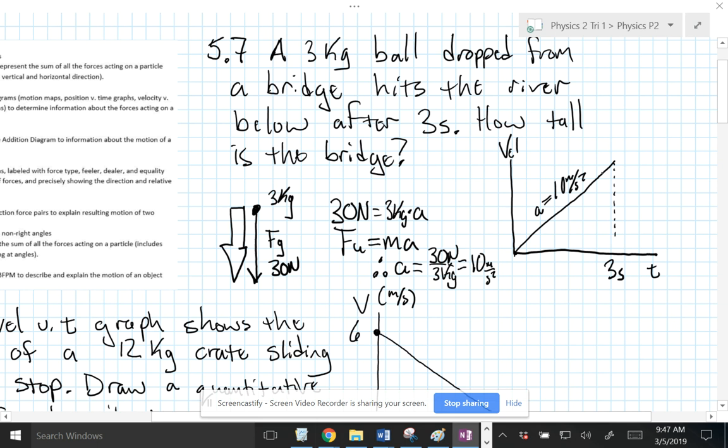So I can do a little math here. If the slope is 10, that means it's going to go 10 meters per second for every second. If I do that for 3 seconds, this is going to be 30 meters per second. So this thing goes 90 meters in the end, yeah? Don't fall for that. This is a triangle. So I've got 1/2 of 3 seconds times 30 meters per second. So that's going to end up being 45 meters for this one.